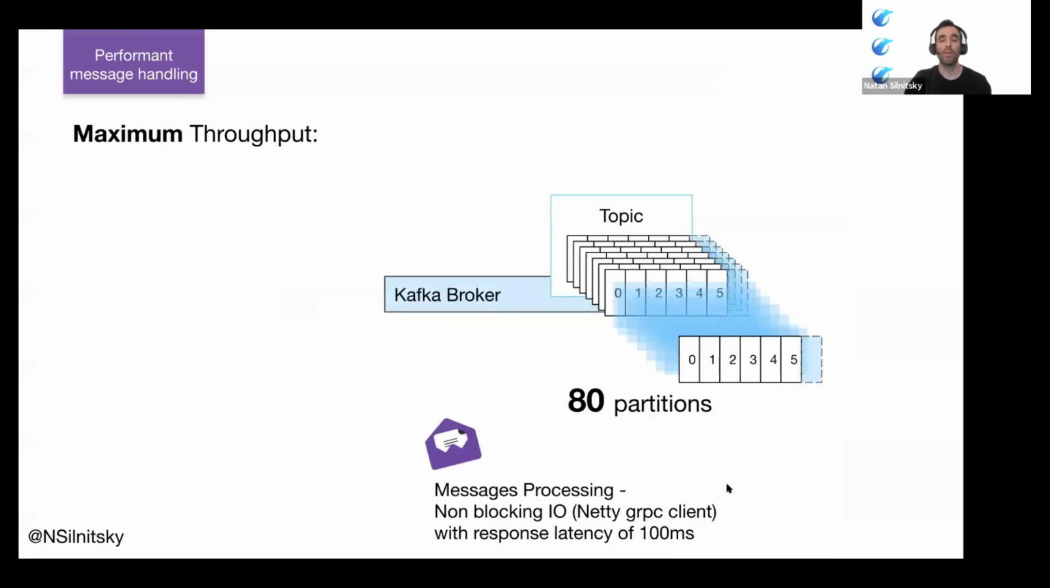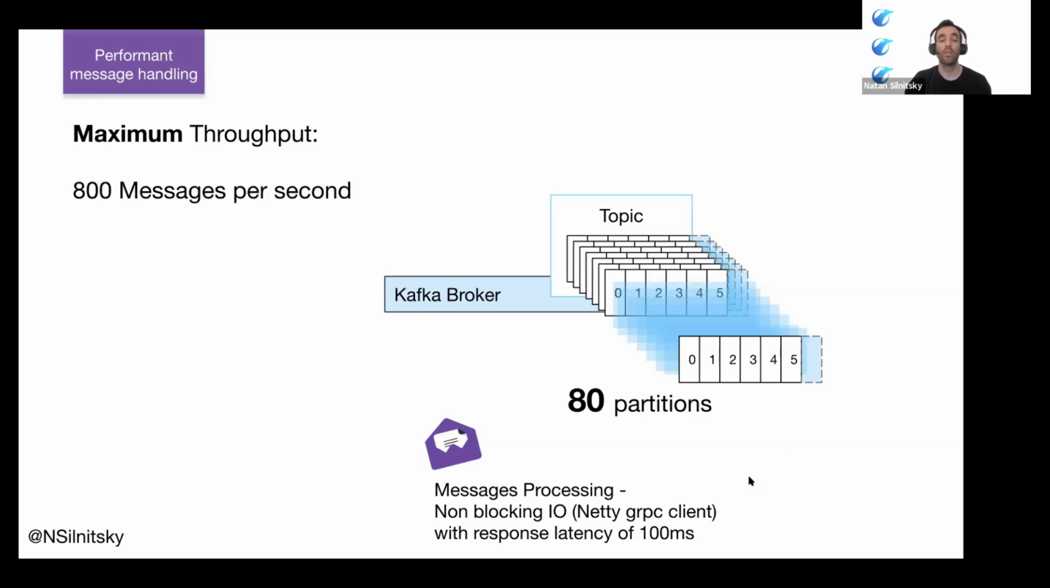Okay, so let's see an example with a real use case. Let's say we have a topic that we set up with 80 partitions. And the message processing characteristics for this topic is non-blocking I/O. So we utilize a Netty gRPC client, and so we don't really need a lot of CPU. We just do a lot of I/O, and it's non-blocking. And the response latency is around 100 milliseconds.